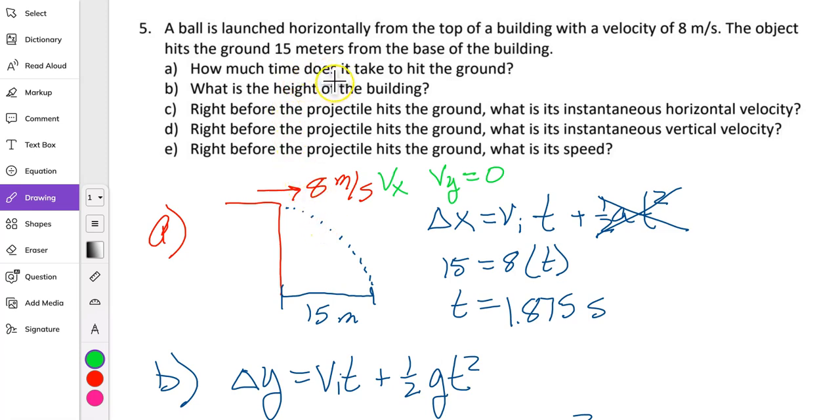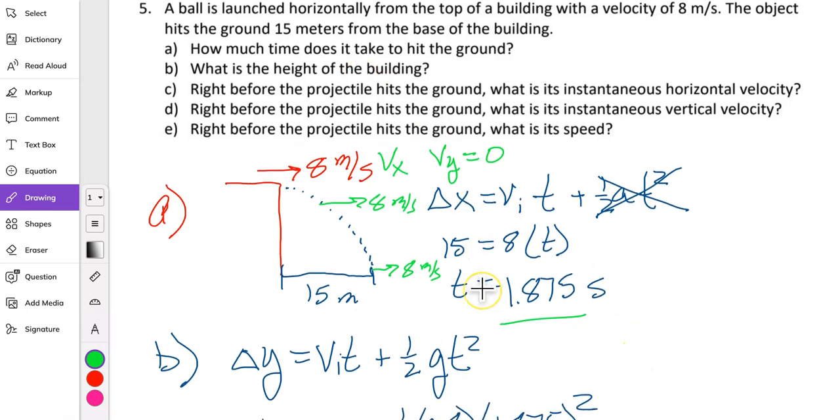They want to know how much time it takes to hit the ground, so we can just say the change in position in the x direction, which we know is 15, is equal to the original speed, which was 8, times the time, and there's no acceleration left to right. Remember, it travels at the same speed left to right, and that's always 8, even when it gets down right close to the ground. Left to right is 8. So your time there is 1.875.